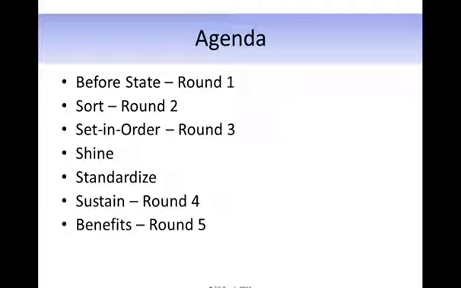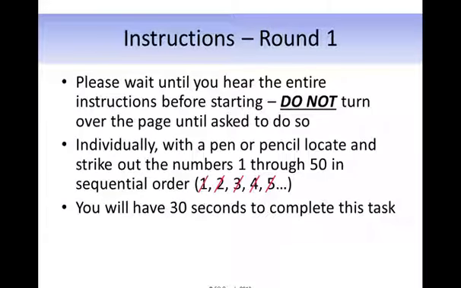We do go through each of the S's, but we have a kind of different way to do it. We do a current state, the before state, round 1. Then round 2, we do a sort, round 3, set in order. We'll talk about shine, and then standardize. Round 4 will be how to sustain, and round 5 is benefits.